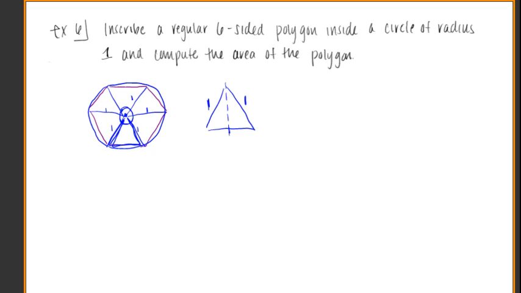Well, specifically with the 6-sided polygon, we need to divide that into 6 equal pieces. So if you divide 360 by 6, this angle right here has to be 60 degrees. If all 3 angles of a triangle are supposed to add up to 180, then that angle right there has to be 60 and that has to be 60, because they're opposite sides that have the exact same length.